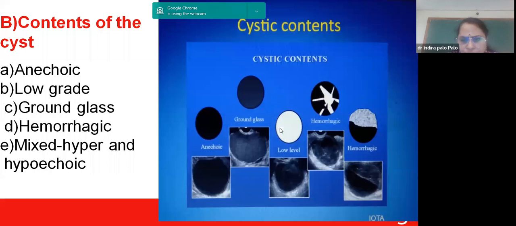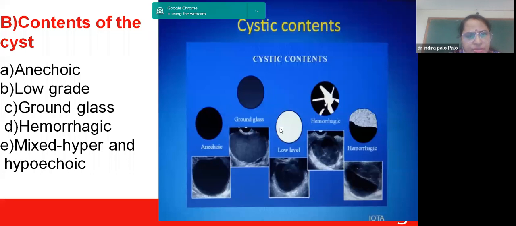You may get a small hypoechoic collection inside the cyst, that is low-grade. Ground glass appearance, if you say ground glass appearance, it is mostly seen in the endometrioma. There will be a mostly hyperechoic collection inside that appears as a ground glass appearance, and also in a hemorrhagic cyst in a corpus luteum. And sometimes you may get a mixed hyperechoic, hypoechoic, and anechoic collection inside the cyst. So these are the contents.